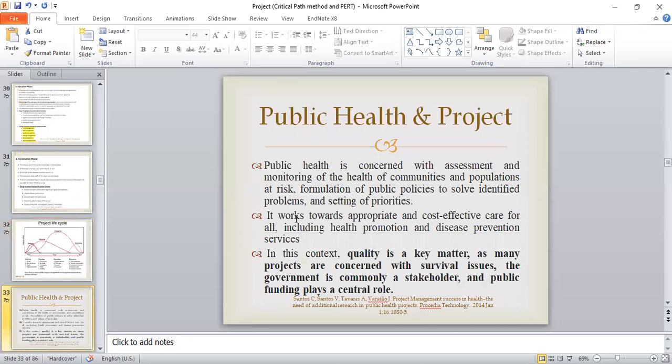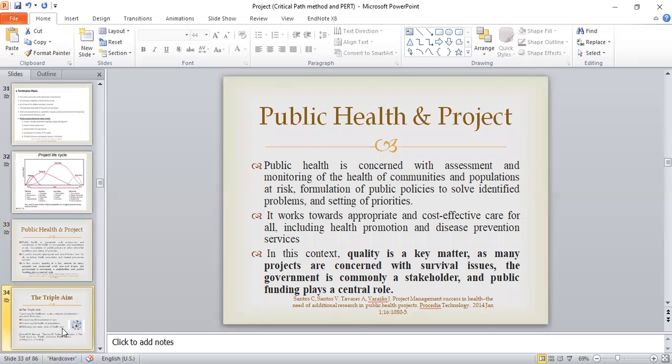Now, public health and projects. Public health is concerned with assessment and monitoring of the health of communities and populations at risk, formulation of public policy to solve identified problems, and setting of priorities. It works towards appropriate and cost-effective care. In the public health context, quality is a key matter as many projects are concerned with survival issues, and government is commonly a stakeholder, and public funding plays a central role in public health project management.